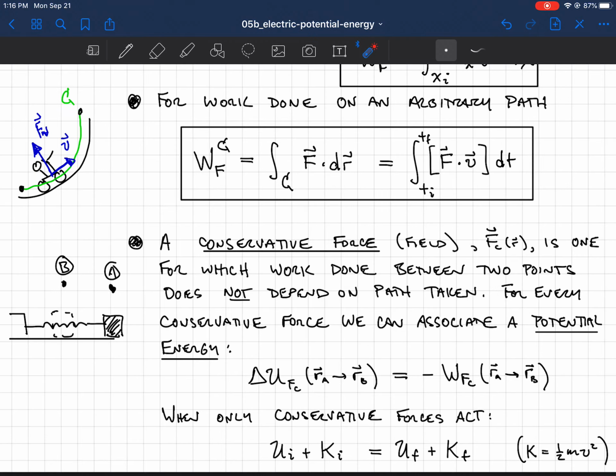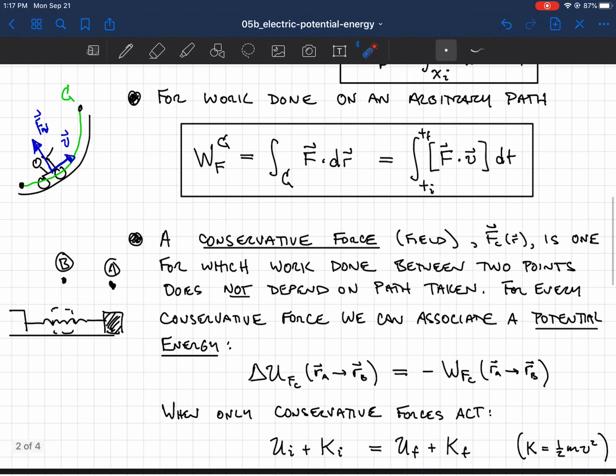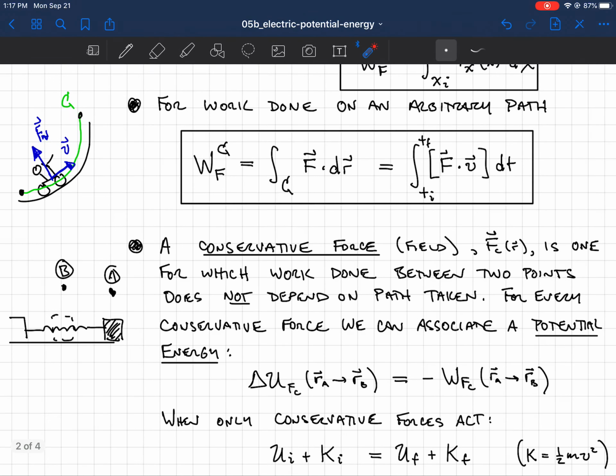Every single path will give you exactly the same work, because as you go outwards, the spring force pointing backwards gives you negative work, but as you come inwards, the spring force pointing inwards along the displacement gives you positive work, and they'll exactly cancel out for some path like that. So that's one example of a conservative force. Another is the force of gravity, and also we'll see in a second the force of one charge on another charge.